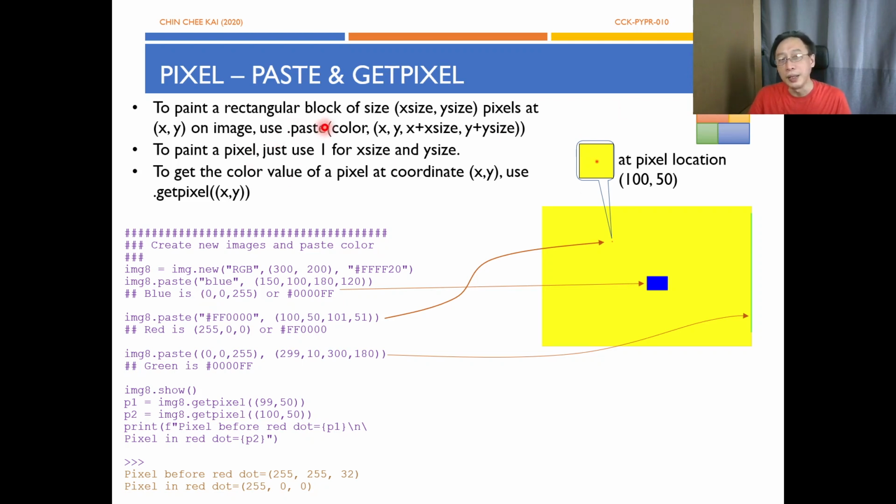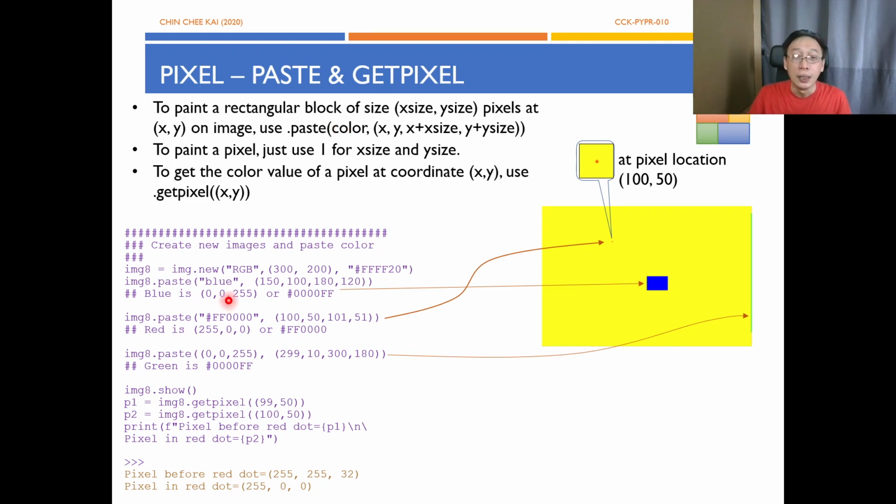All right, we can use dot paste to paint very quickly and efficiently a block of pixels of size x size, comma y size at the point x, comma y. So we can say dot paste color, comma x, comma y, comma x plus, so the top left, comma the bottom right. Yeah. So when we do this, the entire rectangular block will be painted in some sense, not pasted, but painted with that color. And this doesn't have to be an image. It can be just a tuple or a hexadecimal string.